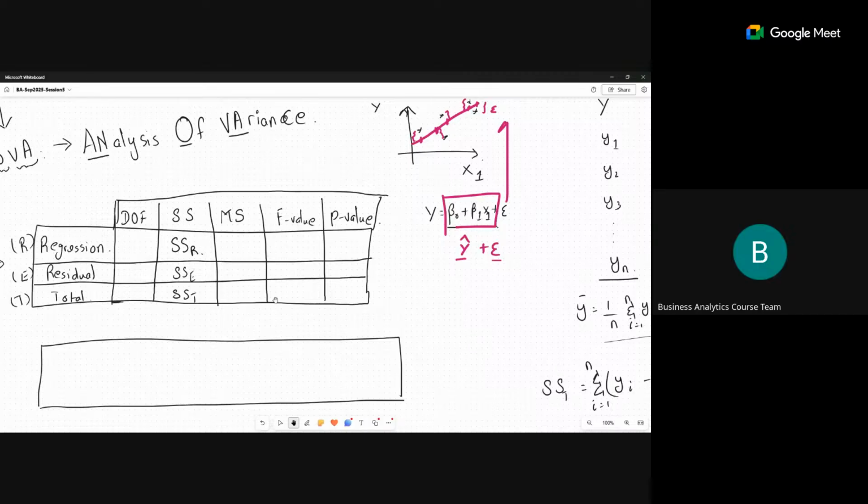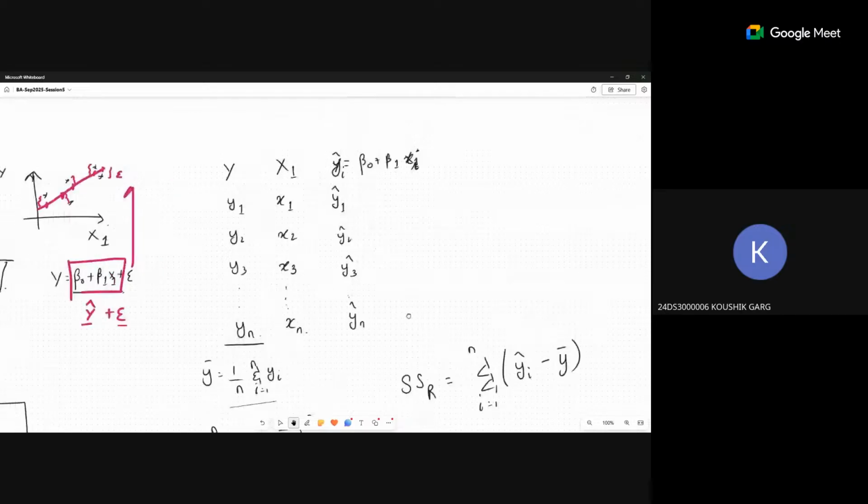Yes, Kaushik. Can you please explain how the y hat value is calculated once again? Y hat is your predicted value. Y hat is equal to beta naught plus beta 1 xi. That is your yi hat. It's a predicted value. Okay, got it, sir.